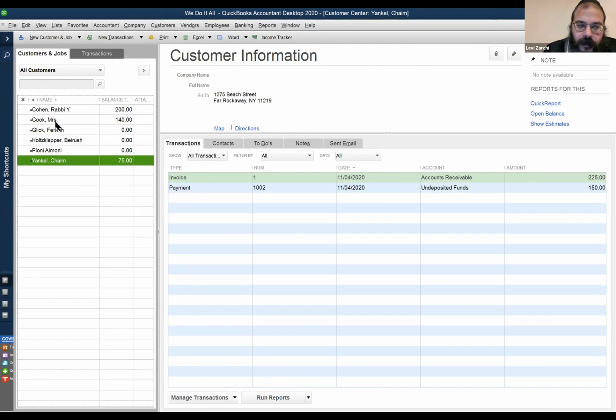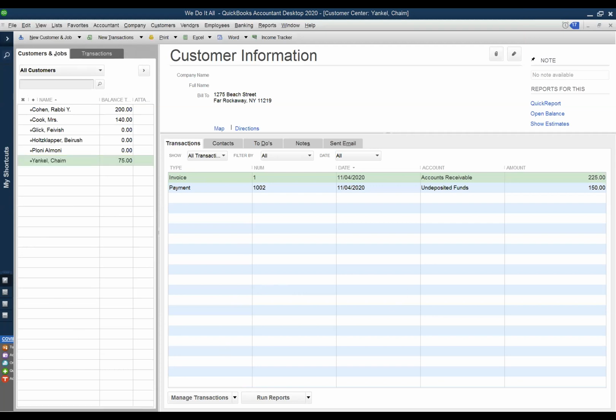Again, look at Yankel Chaim. Do you see 2 payments of 150? You don't even see an invoice. One second. Oh, what happened here? I clicked the Yankel Chaim. What do I see? I see 150. Is it in a check? Check 1002. That's it. Only one.